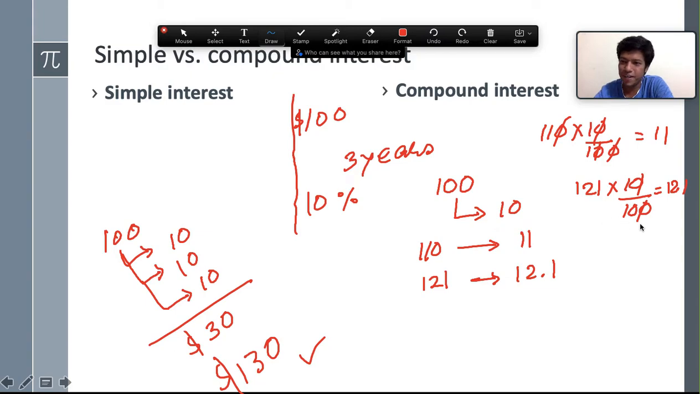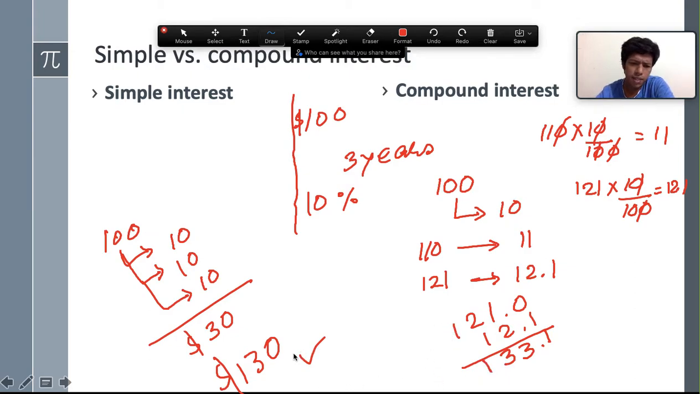Let's come back to the place where we were at. So we were saying that by the end of third year, what is happening? 121 out of 121, if they give you 10% interest, it becomes $12.1. So total how much interest you get? We can add 121 plus 12.1. If there is a decimal, you can add it this way. This is 1, this is 3, this is 3, and this is 1.